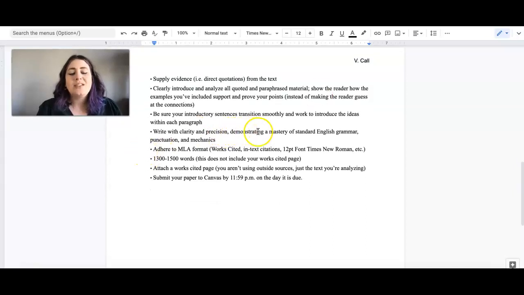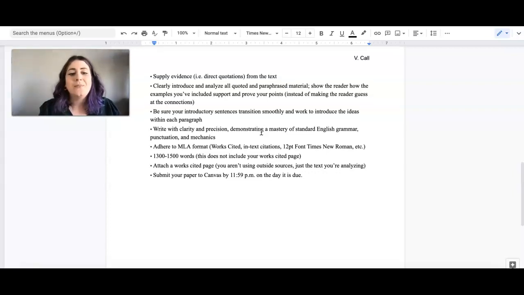Write with clarity and precision, demonstrating a mastery of standard English grammar, punctuation, and mechanics. My biggest tip here is read your writing out loud and do it slowly, honoring where you place your punctuation. Because if you're really listening to where you're placing your punctuation, you'll probably catch more of your errors.